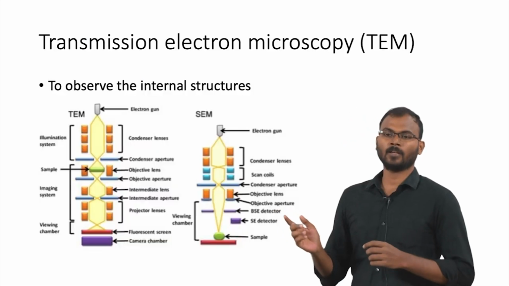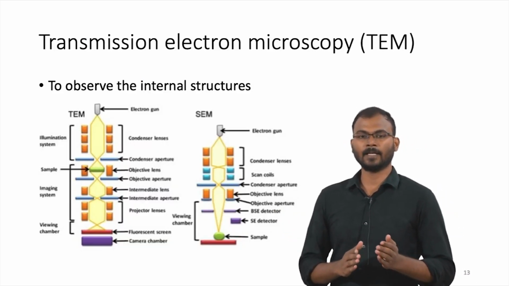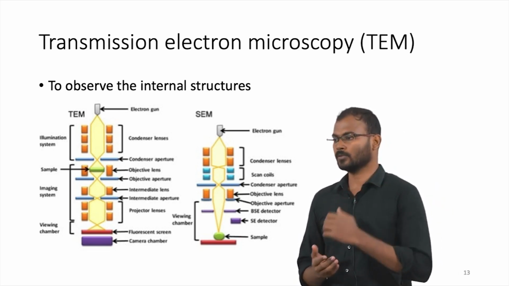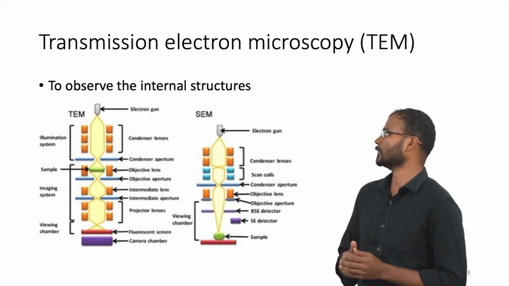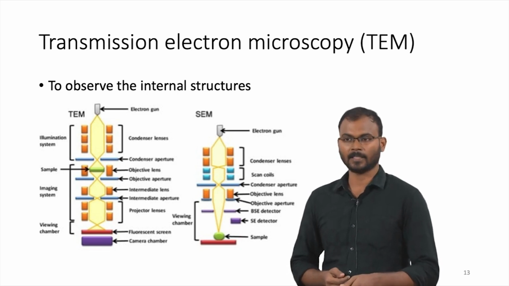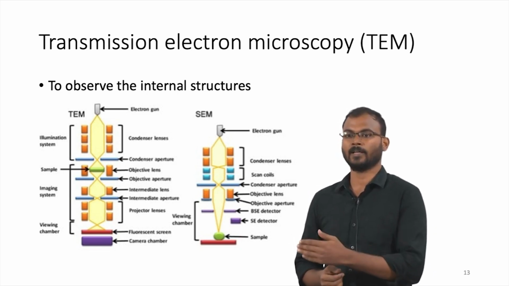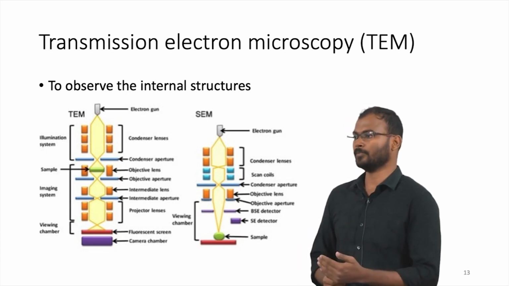So, TEM also works on a similar principle as SEM, but the electron beam is passed through the sample. It is transmitted through the sample, which is why it is called transmission electron microscopy. In SEM, the sample is at the bottom, and images are observed based on backscattered or secondary electrons.